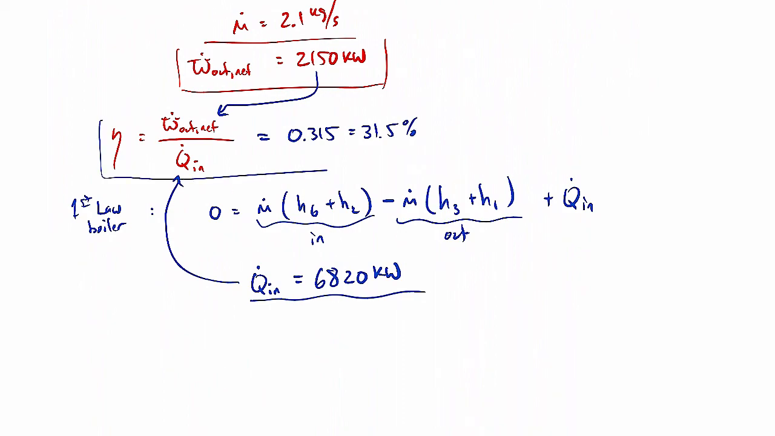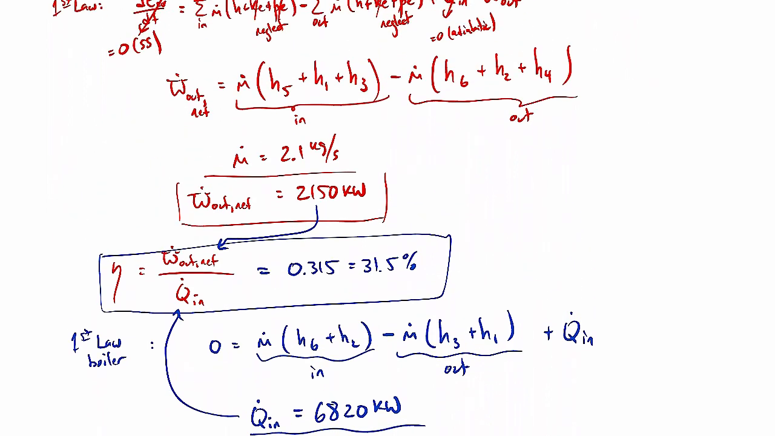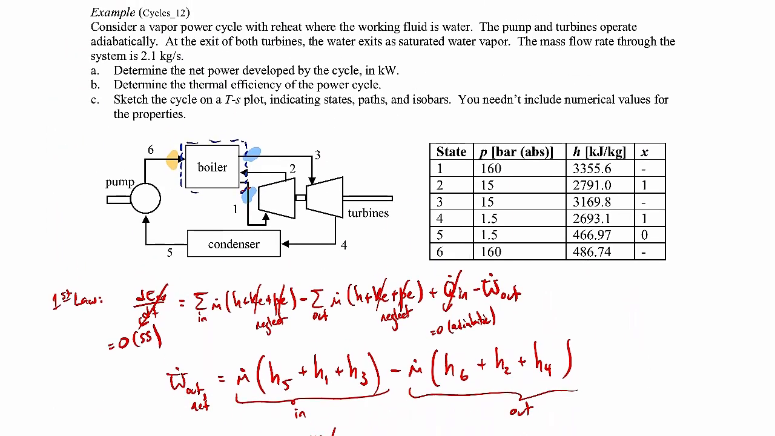This is a particularly low efficiency especially for a cycle with reheat, but they're just somewhat arbitrary numbers. It's not based on reality. They're just example problem numbers. All right, again, nothing too special here on this particular example. The only thing you have to be careful of is keeping track of all the ins and outs of the boiler, because this again is where the heat is coming in.